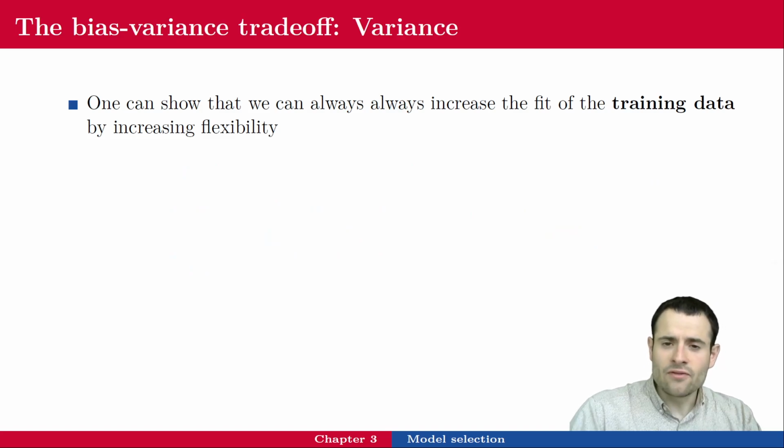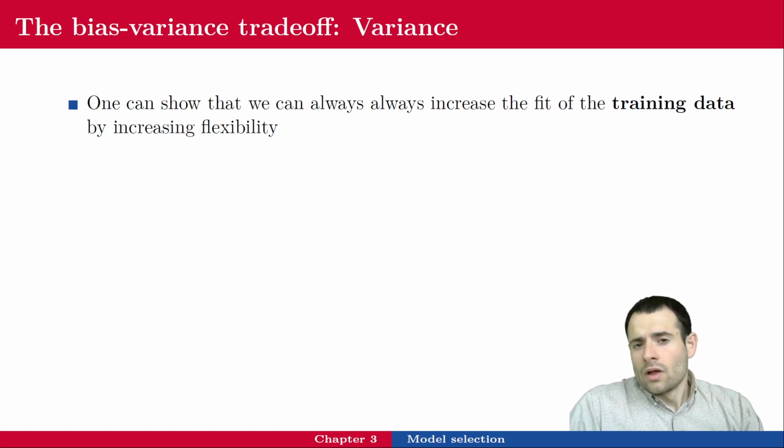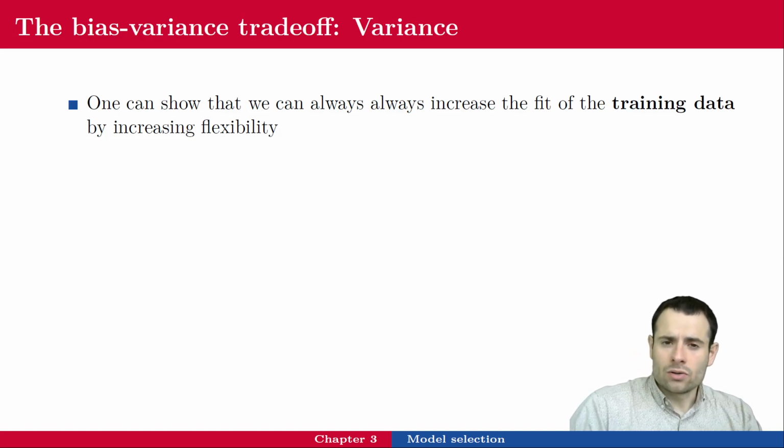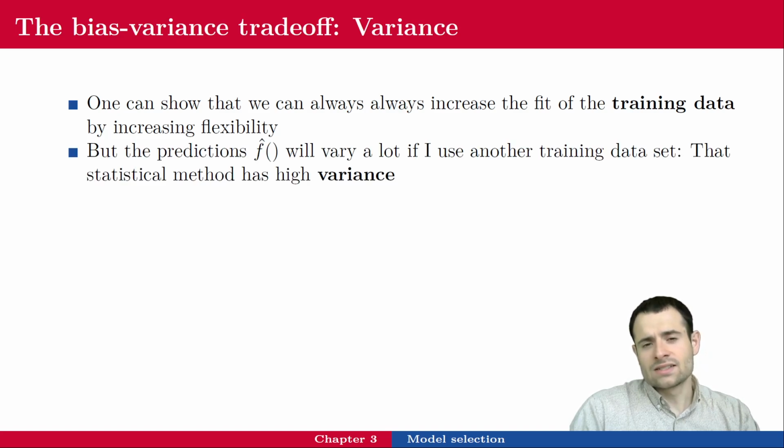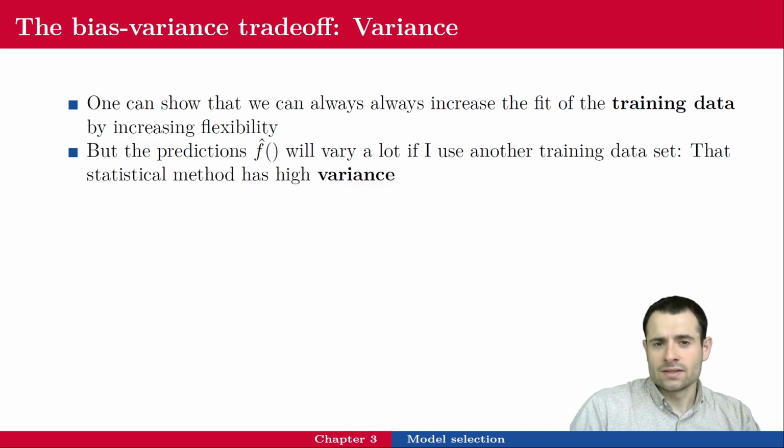Now, let's talk about the variance. One can show that we can always increase the fit of the training data by increasing flexibility. This is related to adding variables to a linear model. This is the same as increasing flexibility, and we saw in the previous lectures that it leads to overfitting. Our R square gets bigger and bigger, but we fit the points too closely, and that could be a problem. Why is it a problem? Because the predictions, f hat, will vary a lot if I use another training data set.